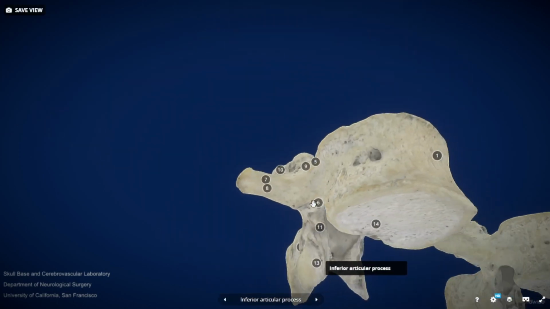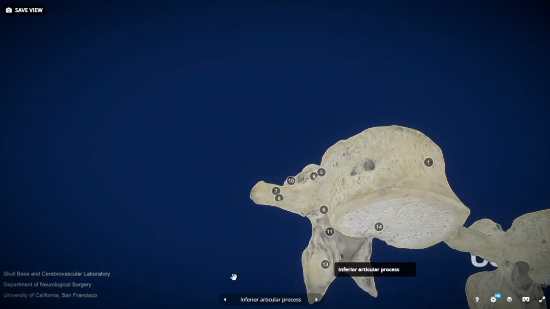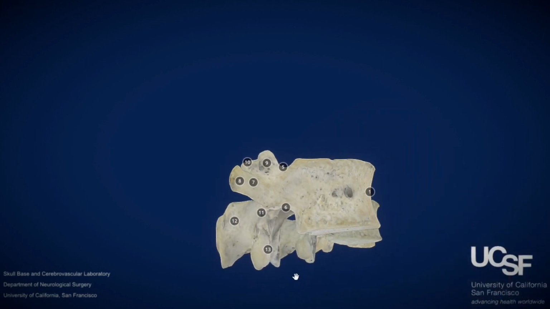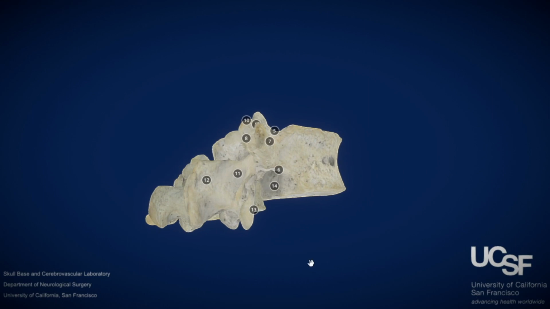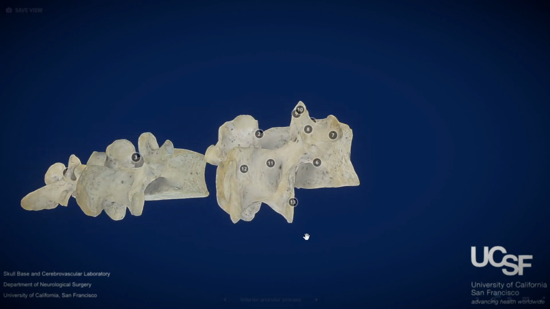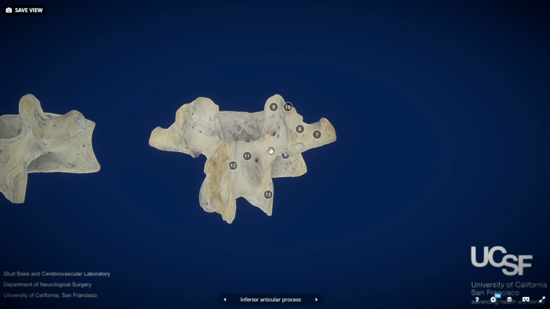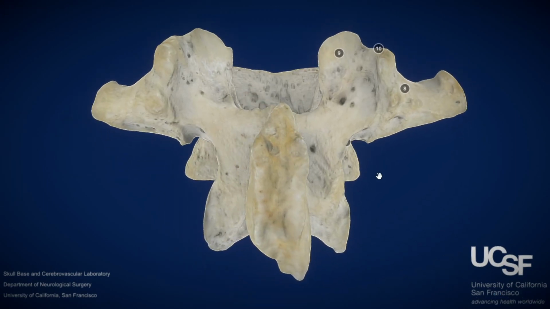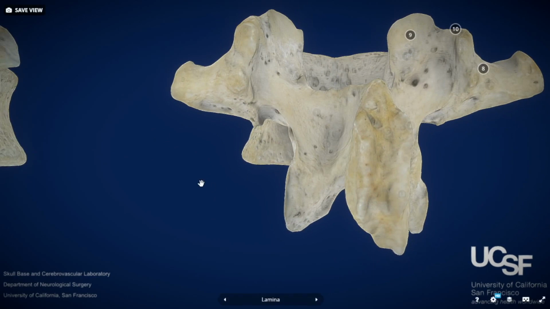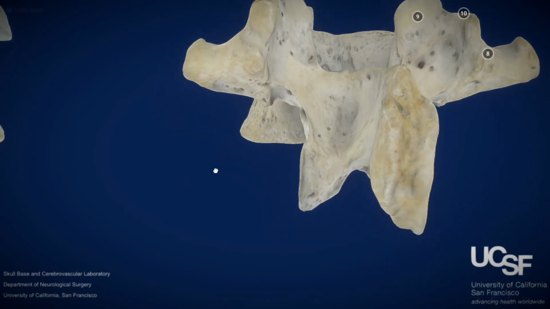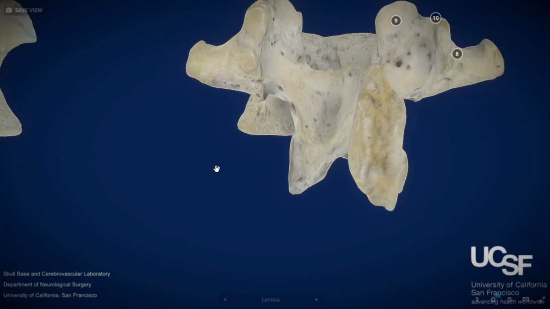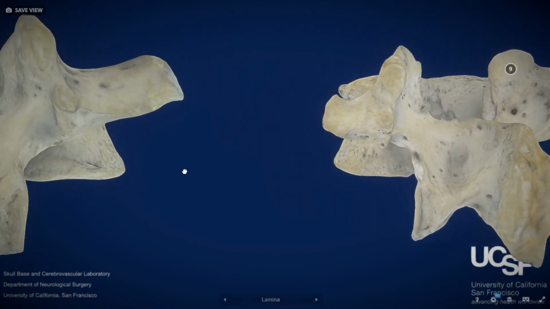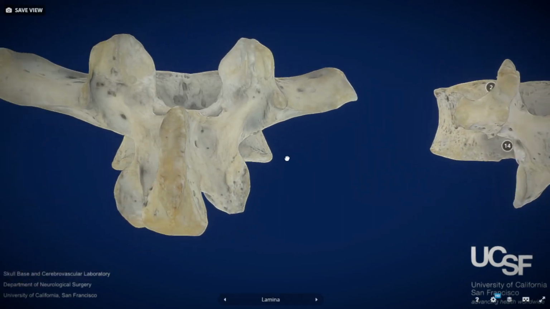Inferiorly, we have the inferior articular process that fits perfectly into the posterior and medial concavity of the adjacent superior articular facet. And in between we have the pars articularis. Medially, we can see the ipsilateral lamina. The laminae of the lumbar vertebrae are broad and thick, but do not entirely overlap one another. In contrast to the thoracic region, a distinct space exists between the laminae of adjacent lumbar vertebrae.